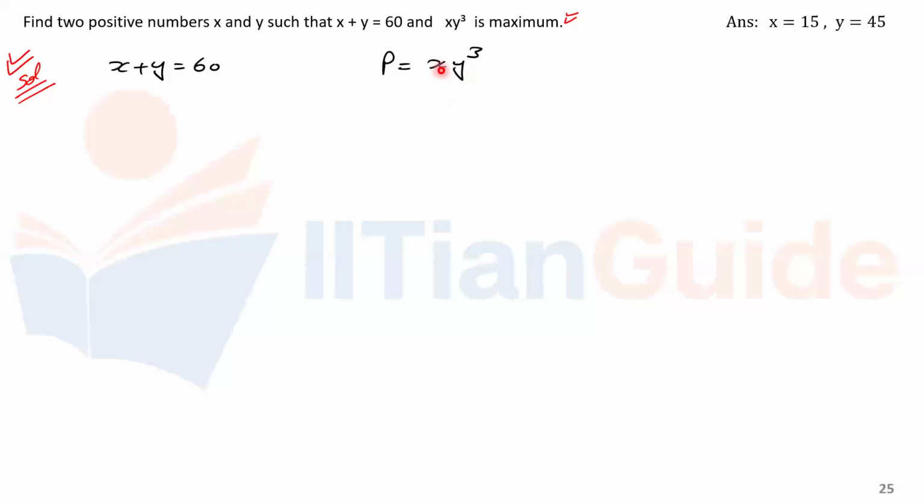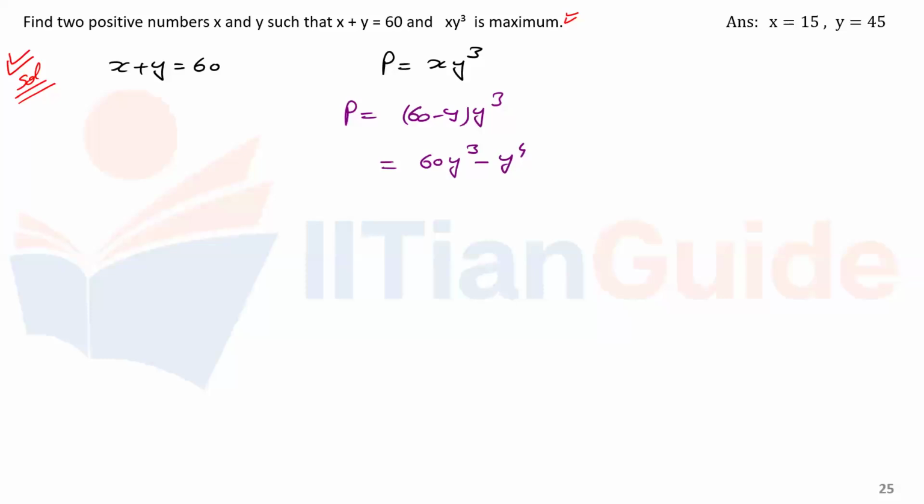It's better for me to write the value of x in terms of y, that is 60 minus y. So I can say p is 60 minus y multiplied by y cube. If I open the bracket, then I'm getting 60 y cube minus y power 4. I'm opening the bracket because I need to differentiate. I will not use the UV formula. However, we can use it, but that will be lengthy. Now it has become a function of y.